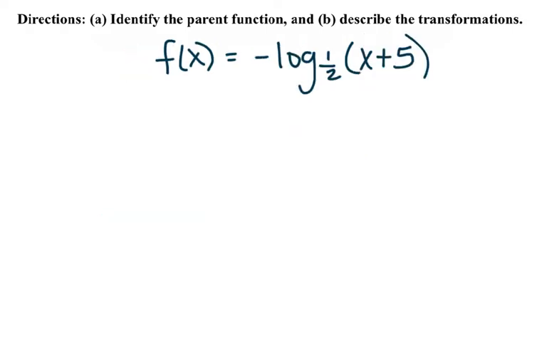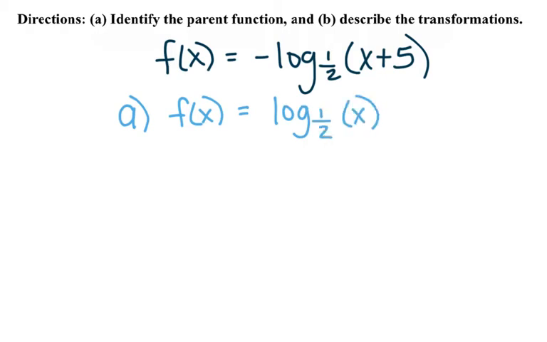All right. So same thing. We're going to identify the parent function. All right, so we definitely need to keep the base of the log. And then anything else is what has been transformed. So this negative has done something. This +5 has done something. I want you to pause the video and see if you can figure out what rules have been used, or you could graph and just try to list out the transformations. So try that in 1, 2, 3.